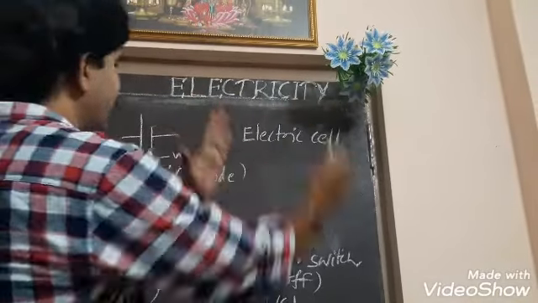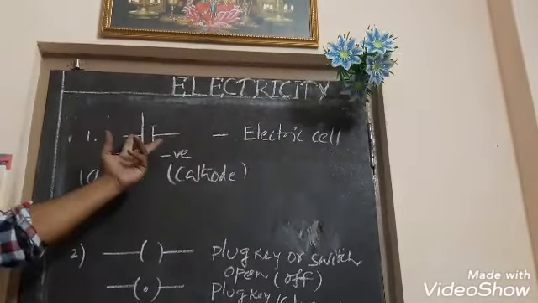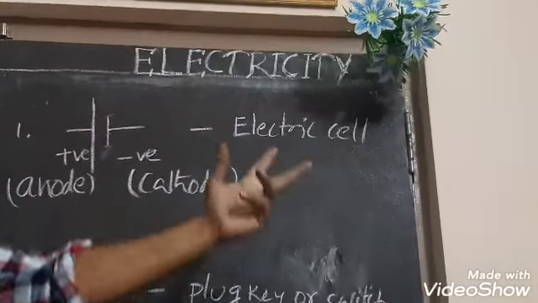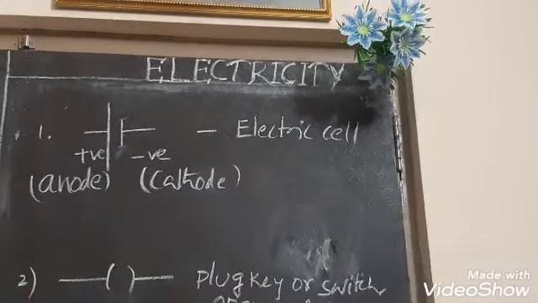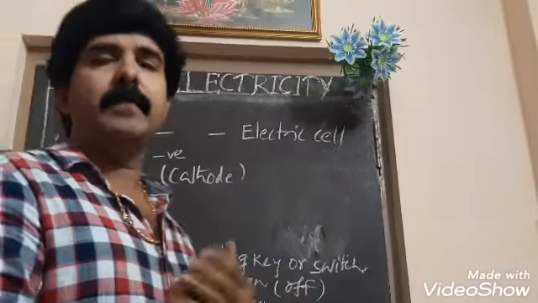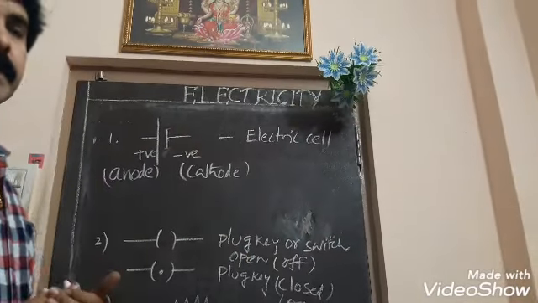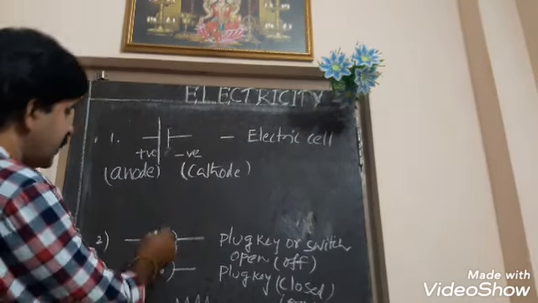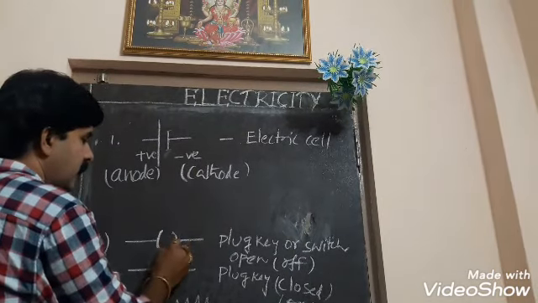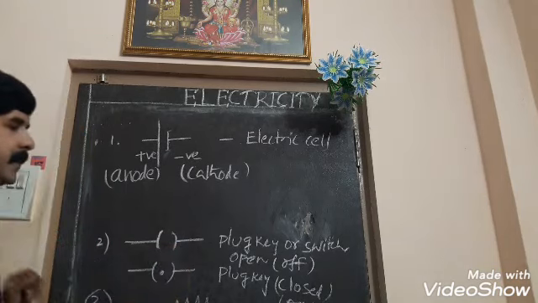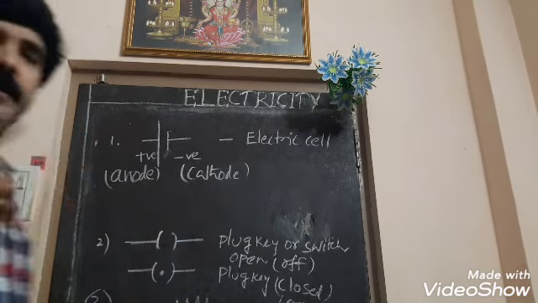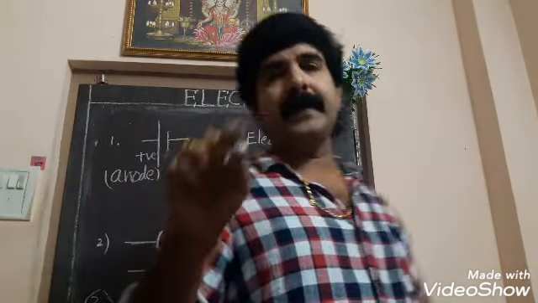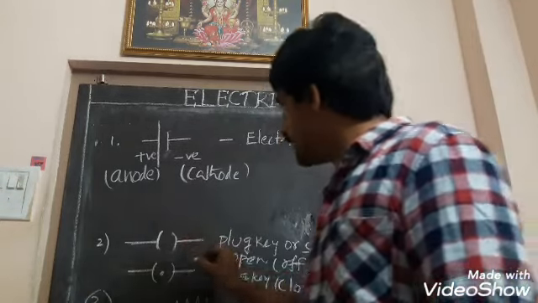Here, if the same lines are drawn one after another, it is a series of batteries connected to make a big dry cell. Okay. Next, this is plug or key. You see here, plug, key or switch, what we have been using in our houses. Here, this is the symbol for that.